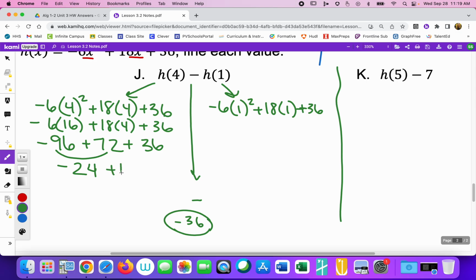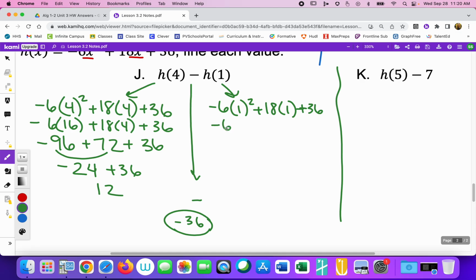She got negative 96. I got negative 1. So this whole thing comes out to 12 on this half. Okay. Now with the 1, we would get another number down here. Now 1 squared is just 1, so it's a little bit quicker.